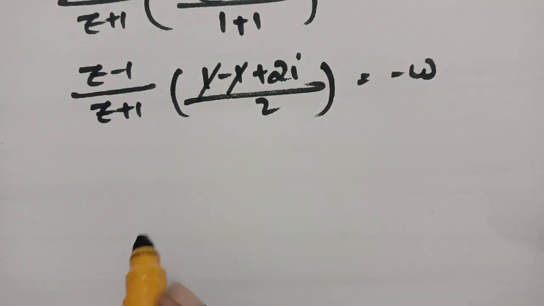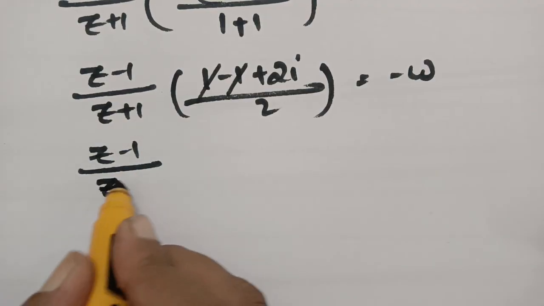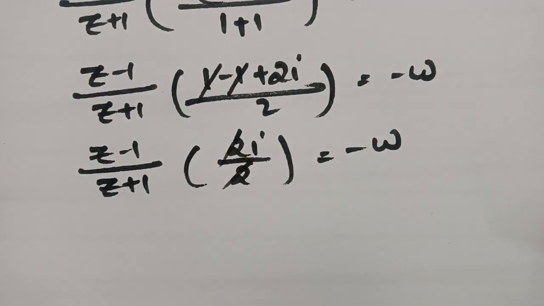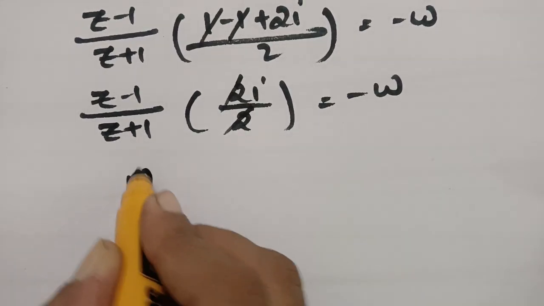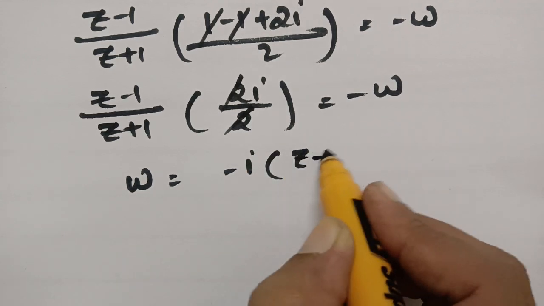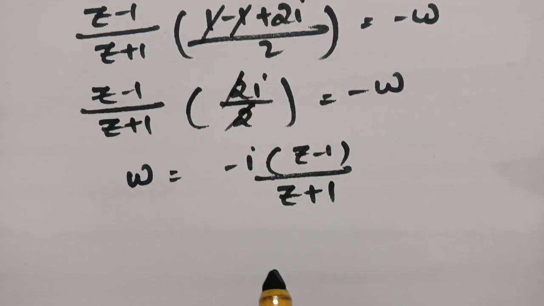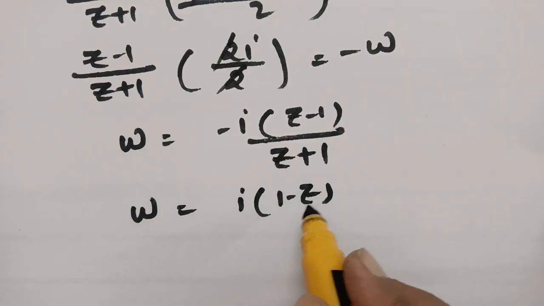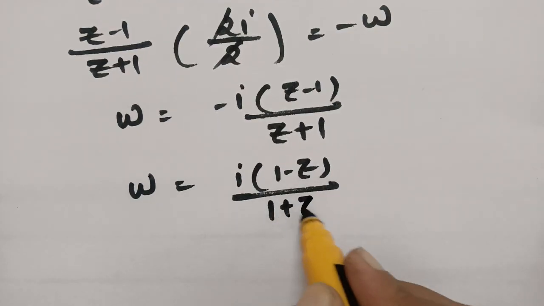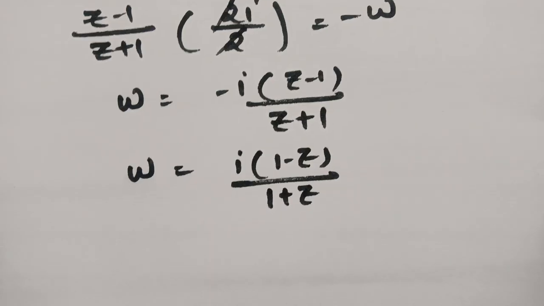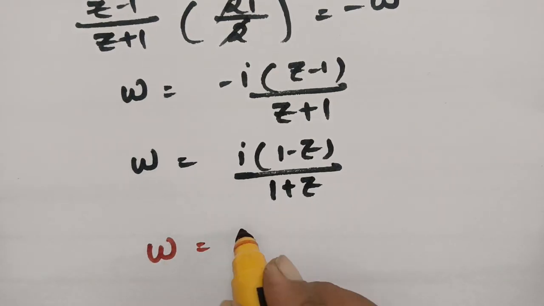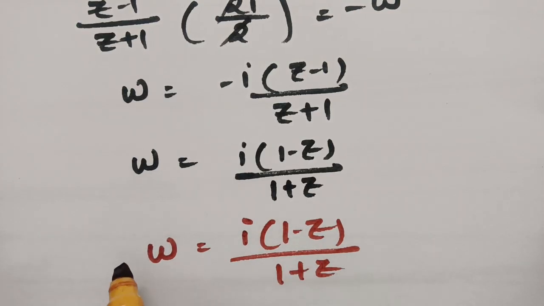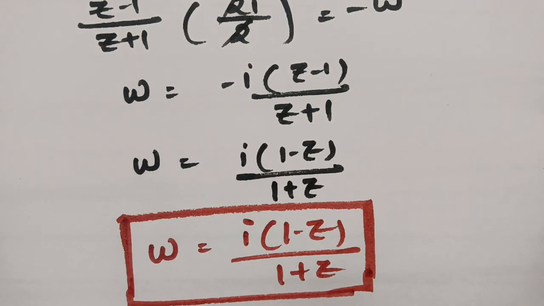See, minus 1 and plus 1 got cancelled. And next one, (z minus 1) by (z plus 1). This is 2i by 2, which is equal to minus w. So I can cancel even this one. So if I want w here, this is minus i times (z minus 1) by (z plus 1). So w value, if I send minus inside, is i times (1 minus z) by (1 plus z). So I got the value of w. So w value is i times (1 minus z) by (1 plus z). And this is how we have to remember the formula and substitute and calculate.